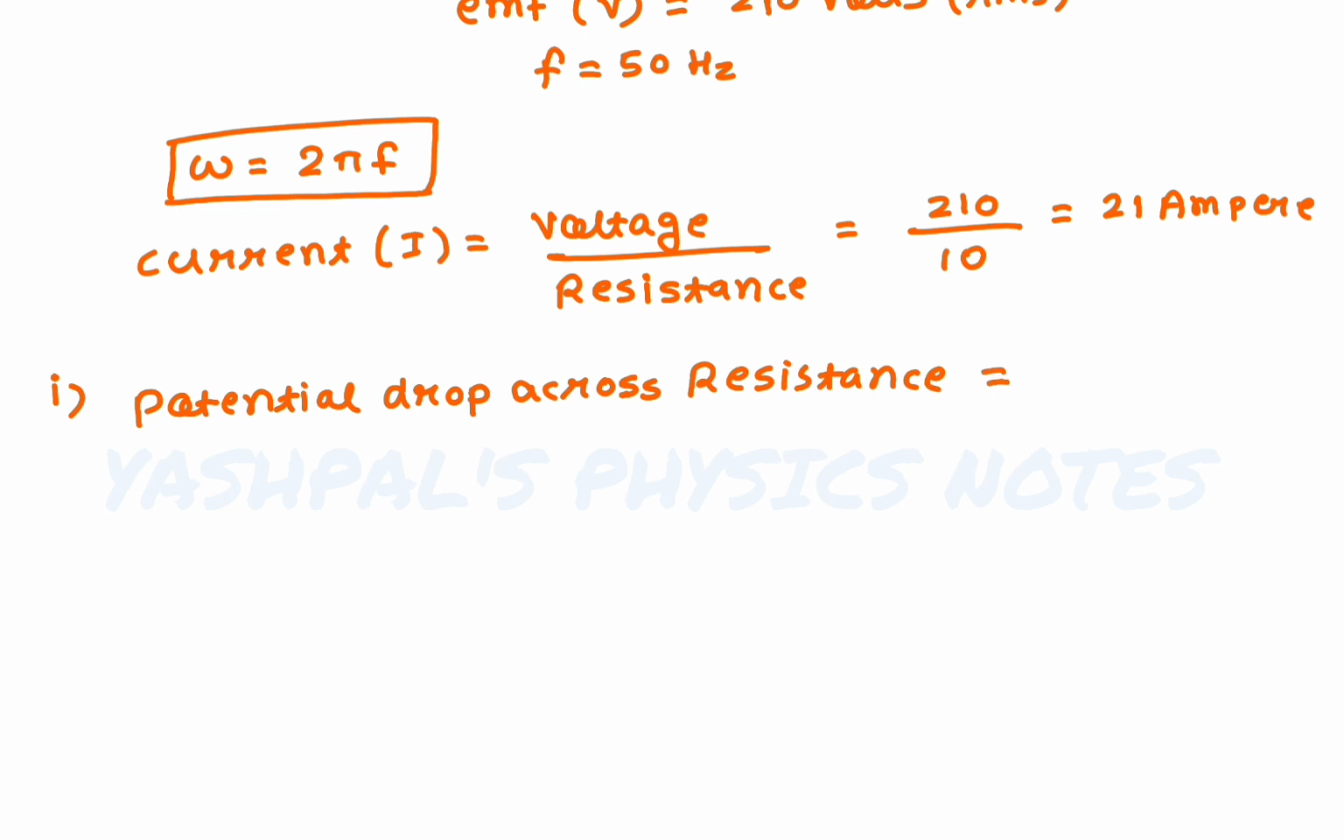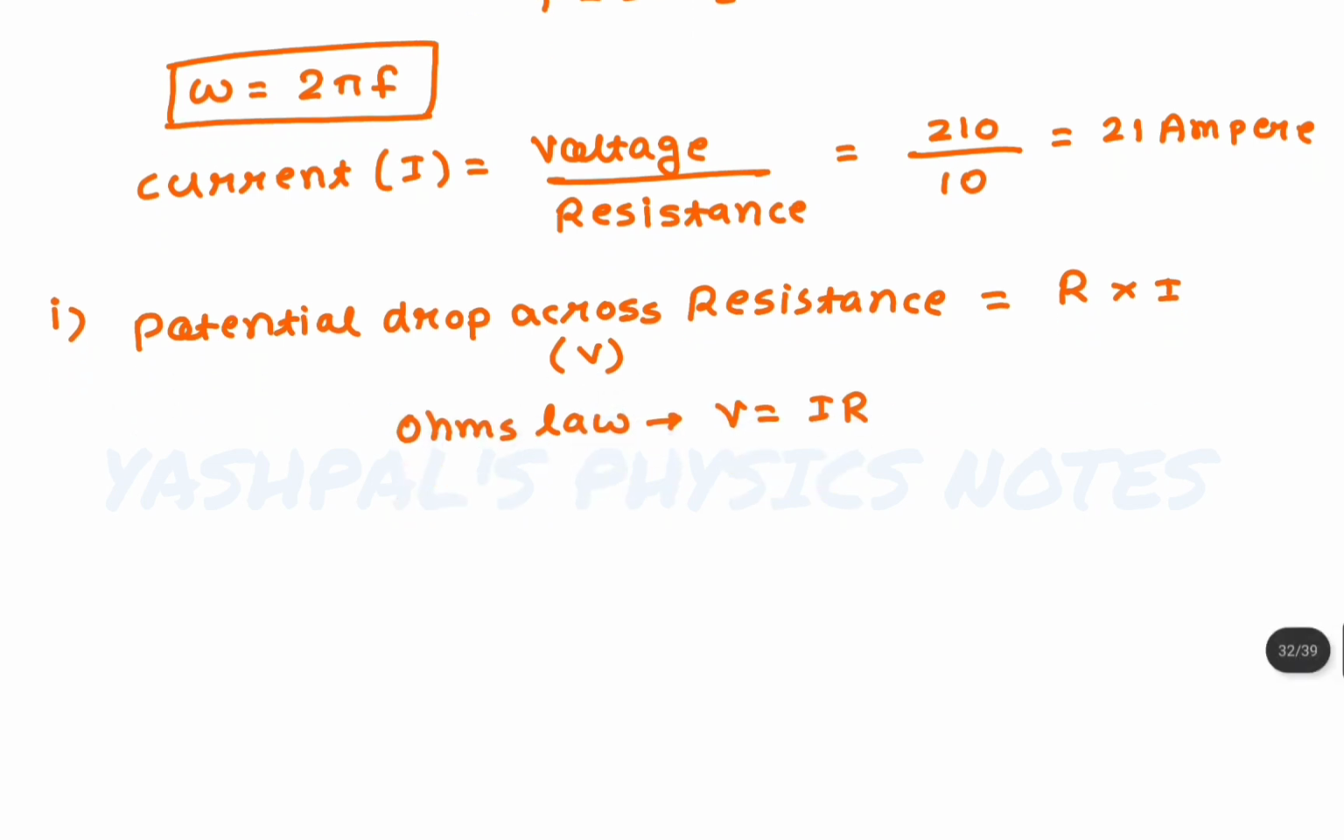Its formula is resistance into current, which is nothing but Ohm's law. V is equal to I R. From where does it come? Ohm's law simply states that V is equal to I R. Potential drop is nothing but the change in voltage. So here we can find the potential drop across resistance is equal to resistance into current.